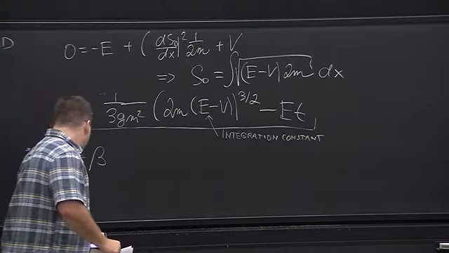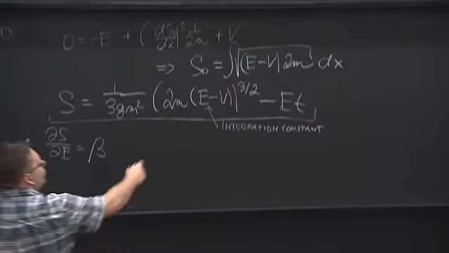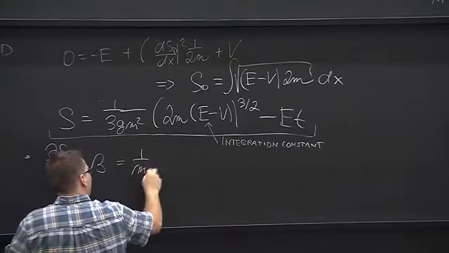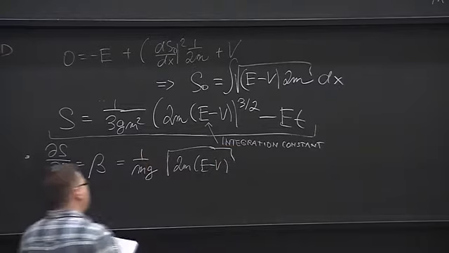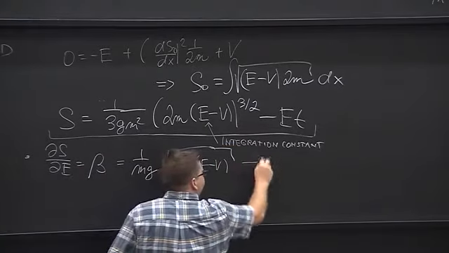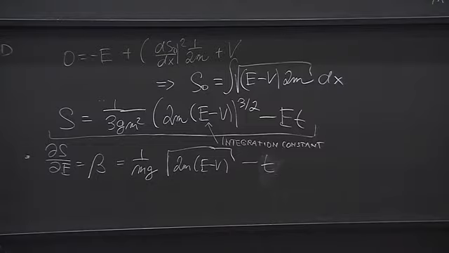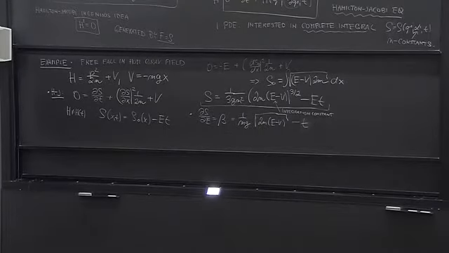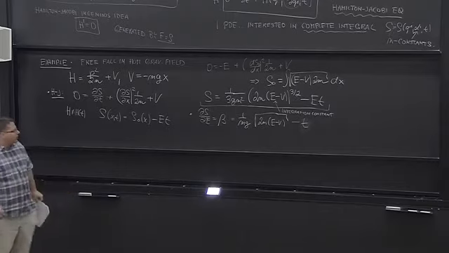And again, do it explicitly. So now I have to differentiate, but now with respect to E. And the result is 1 over mg, times 2m(E minus V), and then minus t. Minus t, so I'm differentiating with respect to E, right? And so this is my implicit solution, how x, which is contained in V, depends on t and two integration constants, beta and E.